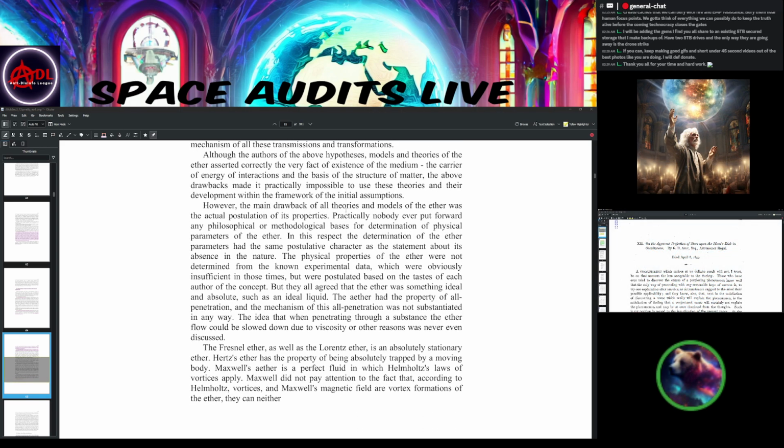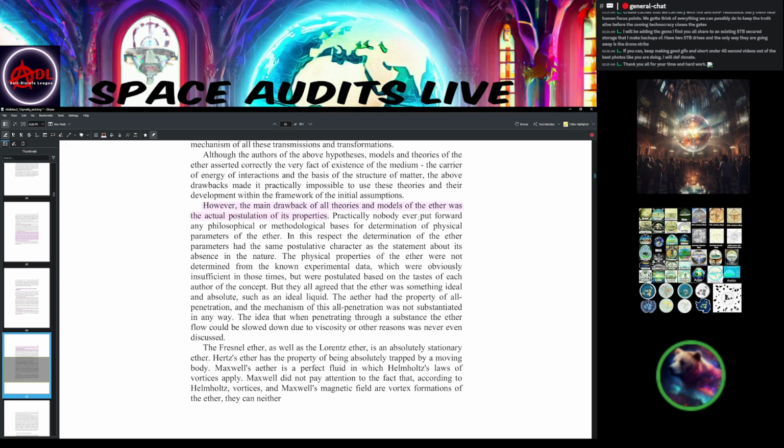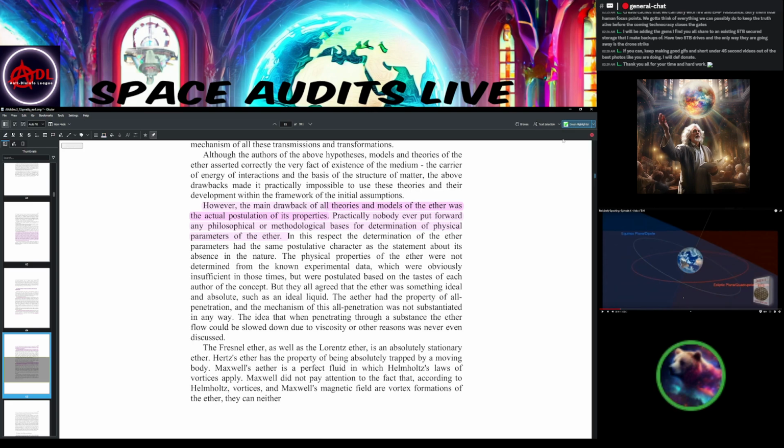However, the main drawback of all the theories and models of the ether was the actual postulation of its properties. Practically nobody ever put forward any philosophical or methodological basis to determine the parameters of the ether. This is super important here.